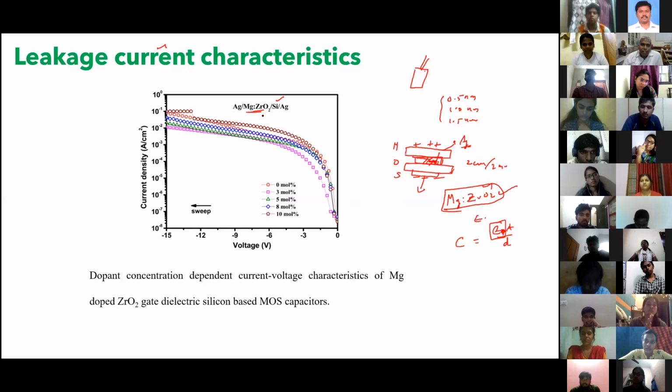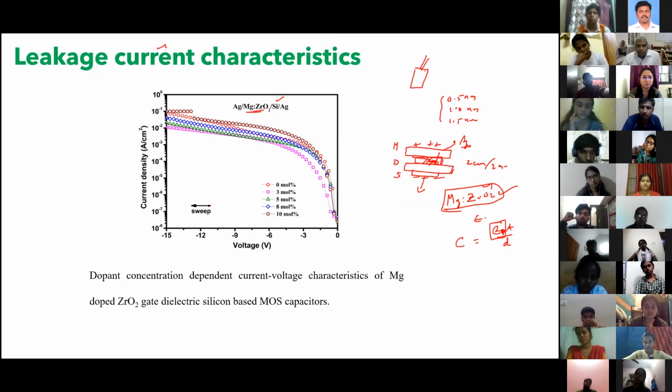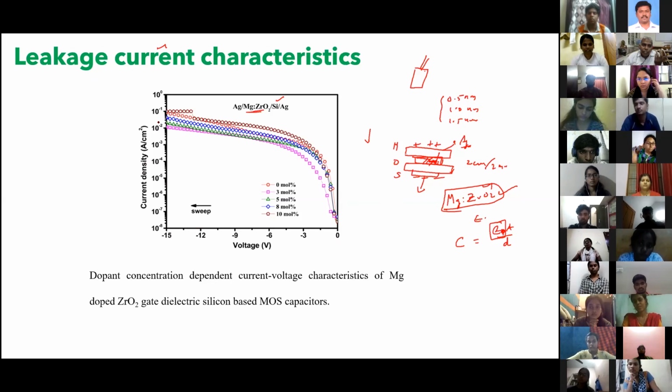cubic or tetragonal phase, and we fabricated this MOS capacitor to measure the current density versus voltage. We applied a negative voltage here, in the accumulation region, and we studied the current density, which means the leakage current. This is the leakage current. This is quite a high leakage here, but still we studied the mechanism. This is the leakage current behavior in the capacitor.